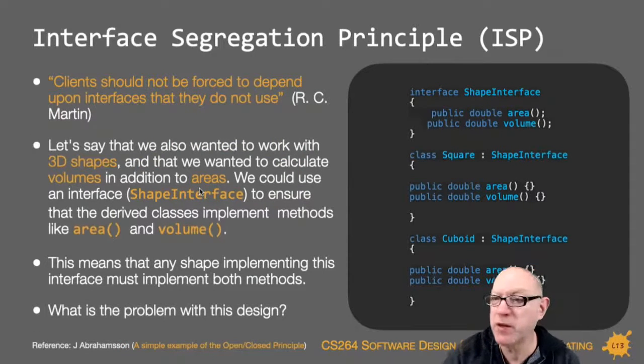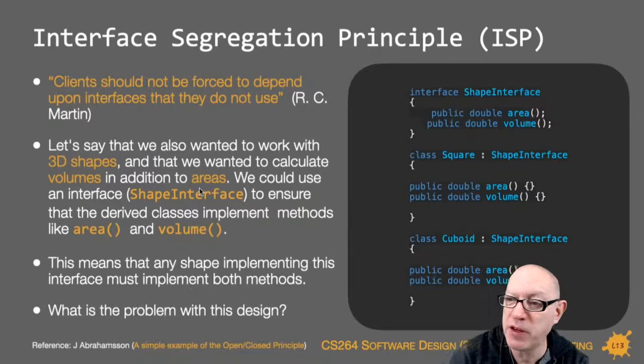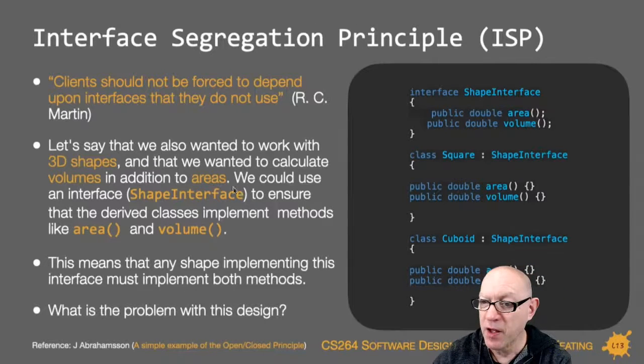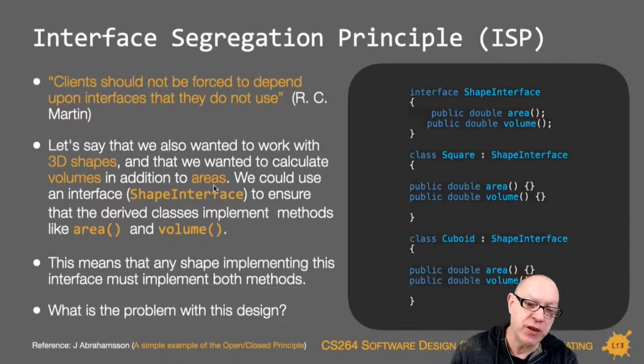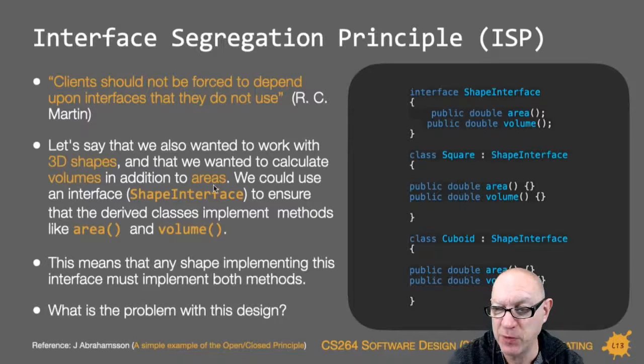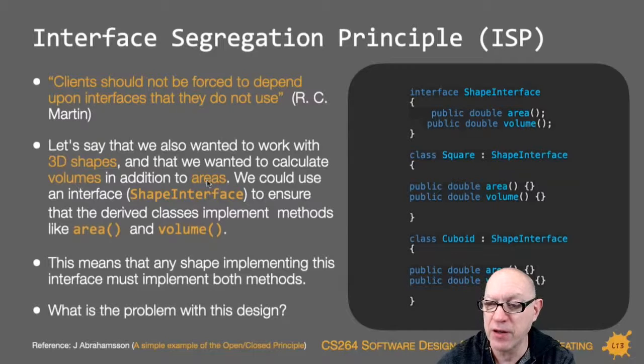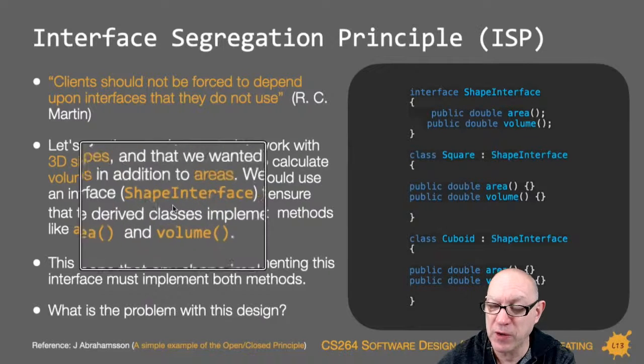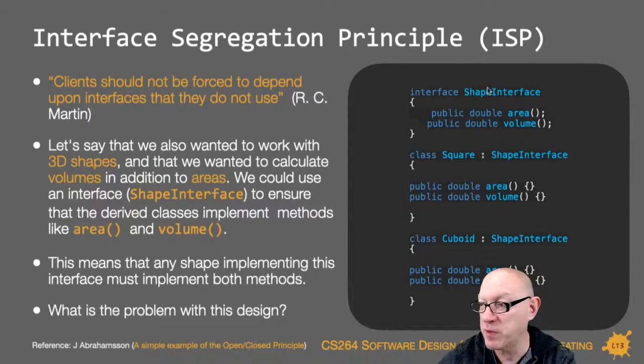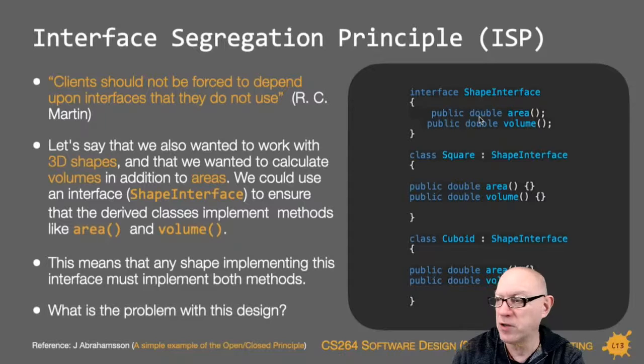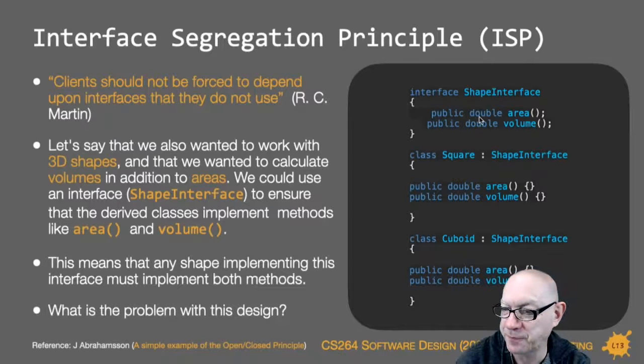Again, just a summary here: clients should not be forced to depend upon interfaces that they do not use. So let's say we wanted to work with 3D shapes in addition to the 2D shapes that we have, and we wanted to calculate volumes in addition to areas. What we could do is have an interface called shape interface that we've maybe been using before, and say, well, let's update our shape interface so that we require a calculation of volume and area.